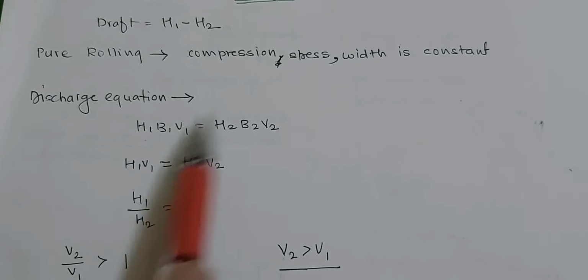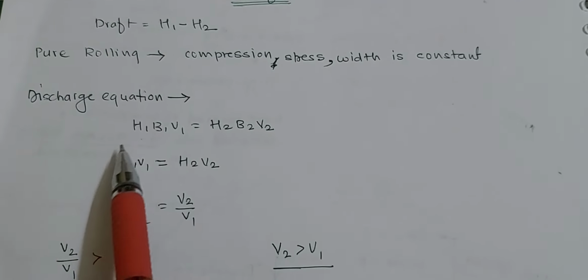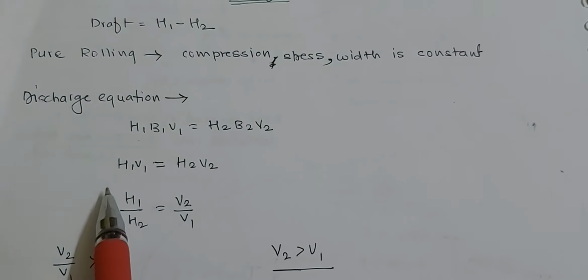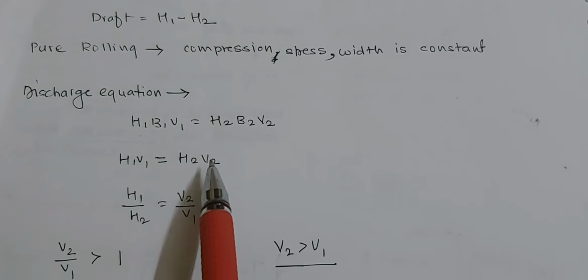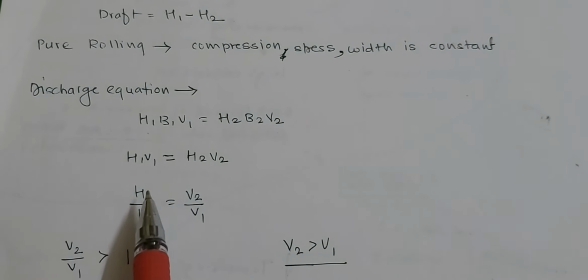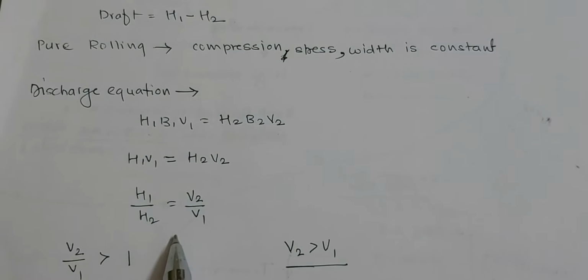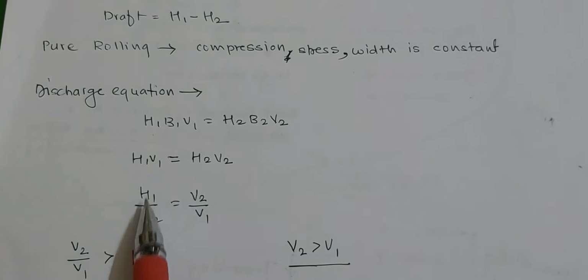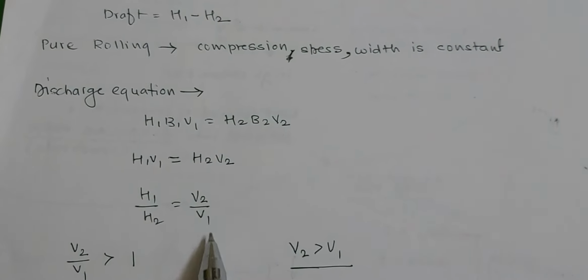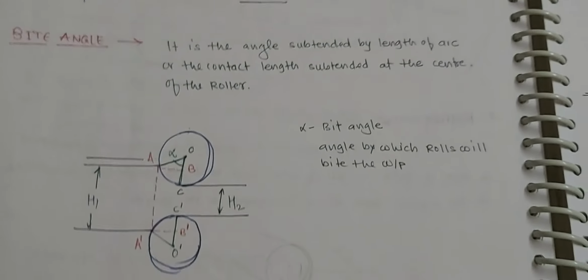As width is constant, b1 and b2 eliminate, so h1 v1 is equal to h2 v2. From that we get the reduction ratio or thickness reduction ratio, h1 by h2 is equal to v2 by v1. After this we have to see bite angle.